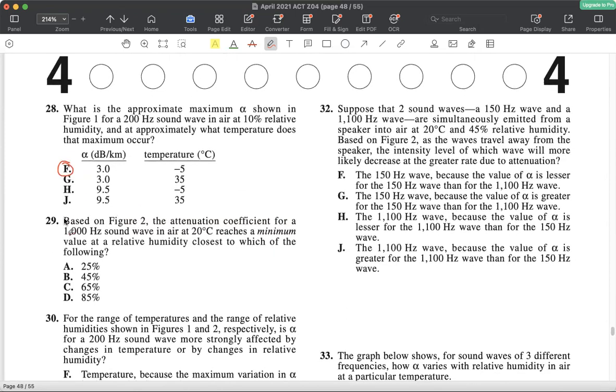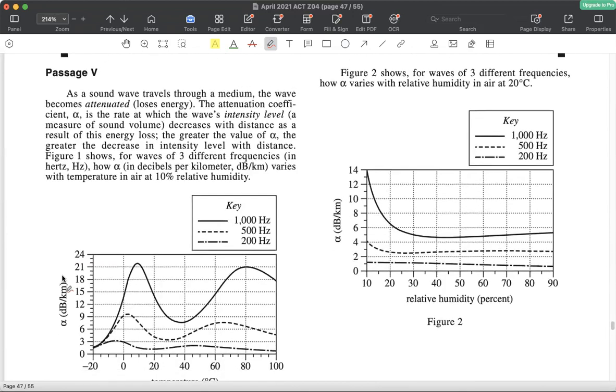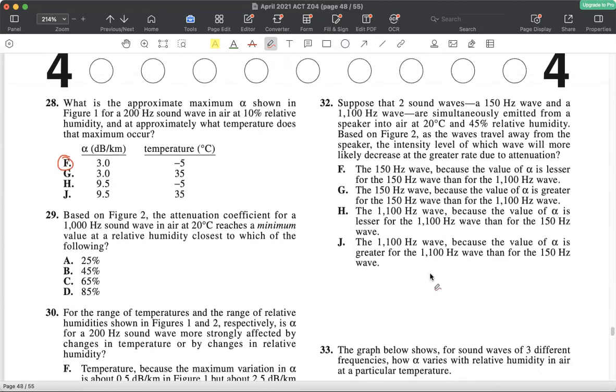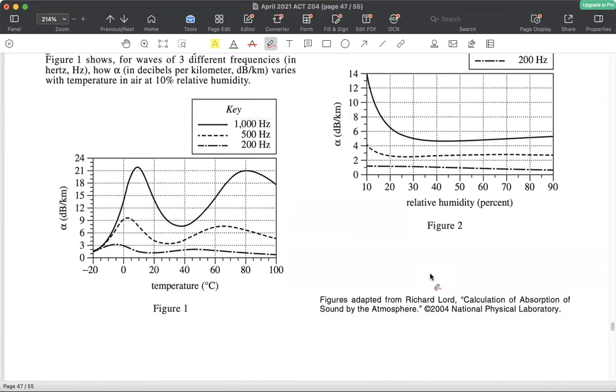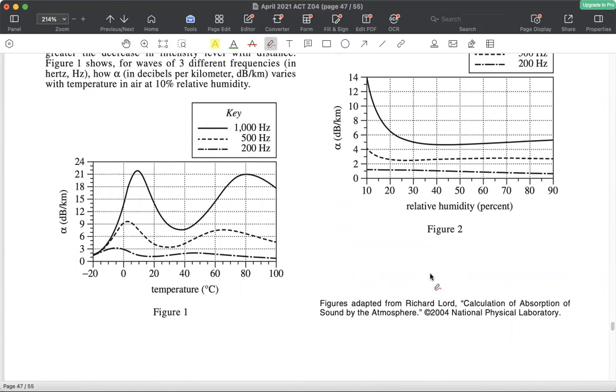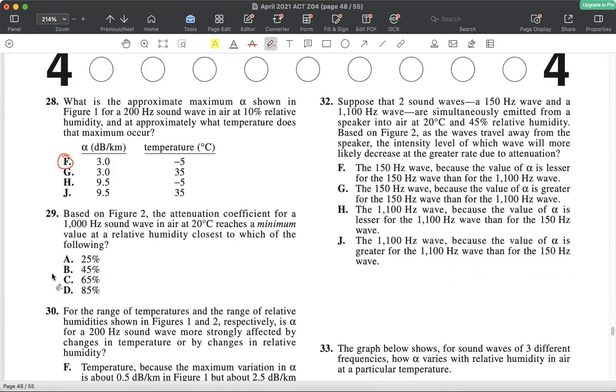F. Based on figure 2, the attenuation coefficient for a 1000 hertz sound wave in air at 20 degrees centigrade reaches a minimum value at a relative humidity closest to which of the following. So minimum value for 1000 hertz, right? So I'm looking at a minimum value. I think it's here somewhere, right? About 40%, because that's where alpha reaches a minimum for 1000 hertz. So I'll go with 45 because 40 and 45 is definitely that. So 45.